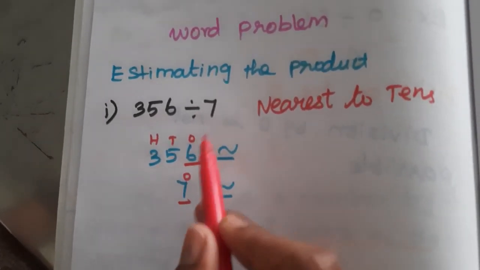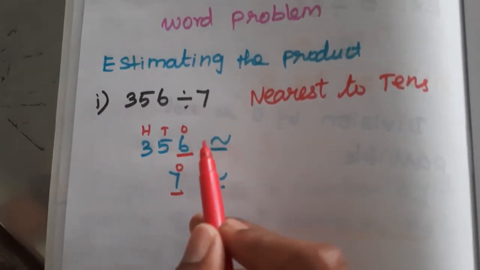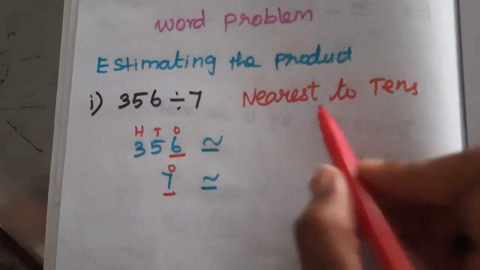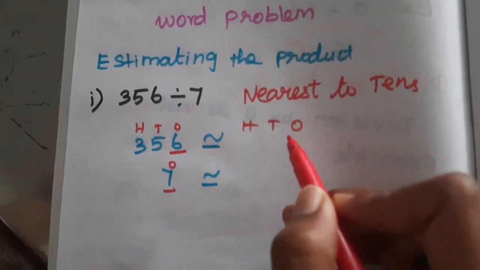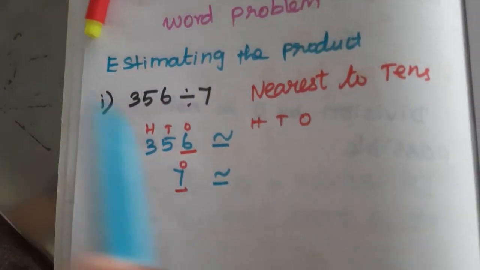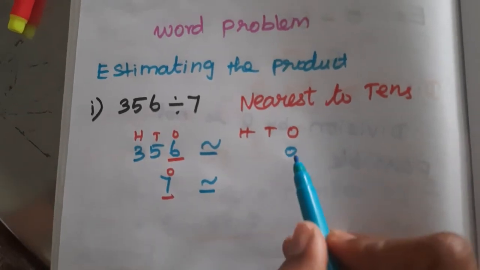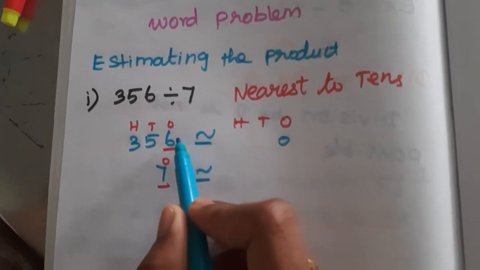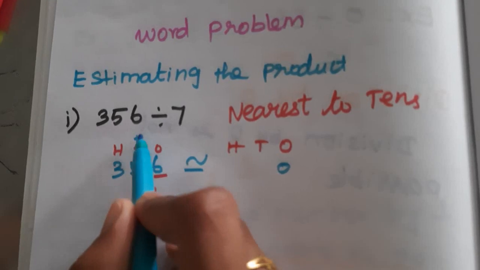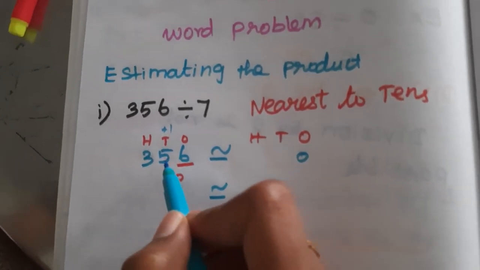6 is more than 5 or less than 5? Very good. More than 5. More than 5 means what do we have to do? Yes, put 0 in which place? Ones place. Remaining digits you have to write as they are. More than 5 means you have to add 1 in the tens place. So already it is 5.